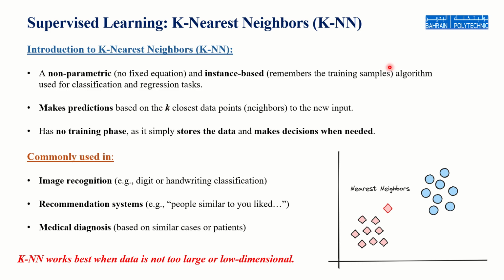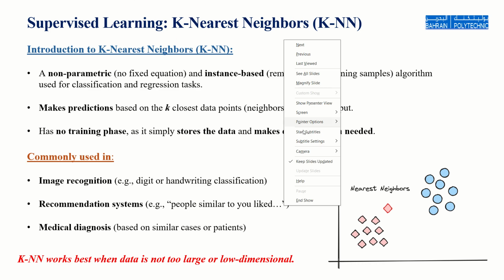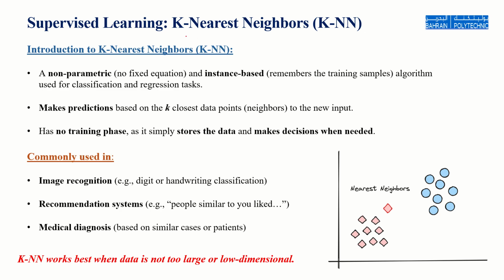Okay, so the first algorithm is called KNN. By the name KNN, it is very clear that it is K nearest neighbors. So it is nothing but K nearest neighbor. That is the meaning of KNN, the meaning of K nearest neighbors.